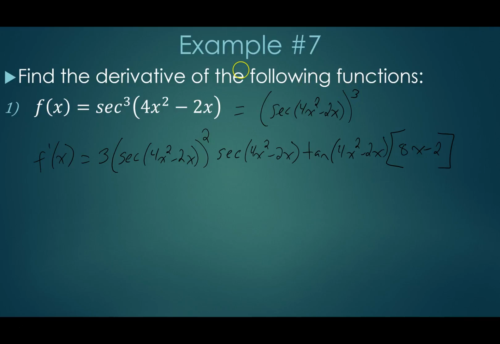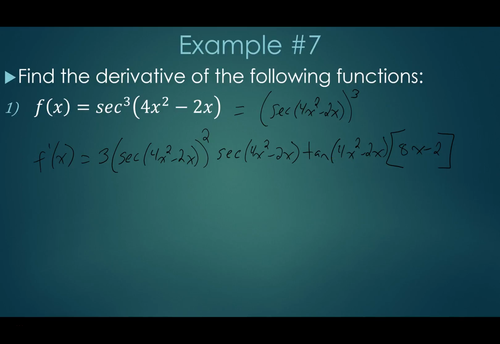The 3 goes in front, because that's how the power rule works. And I decreased it by 1. That's why it's now in the second power. Nothing on the inside can change. Now that I've done the power rule with that, I take the derivative of the inside. The derivative of secant is secant tangent. That's why it's secant of the angle 4x squared minus 2x times tangent of the angle 4x squared minus 2x. That's the derivative of secant.